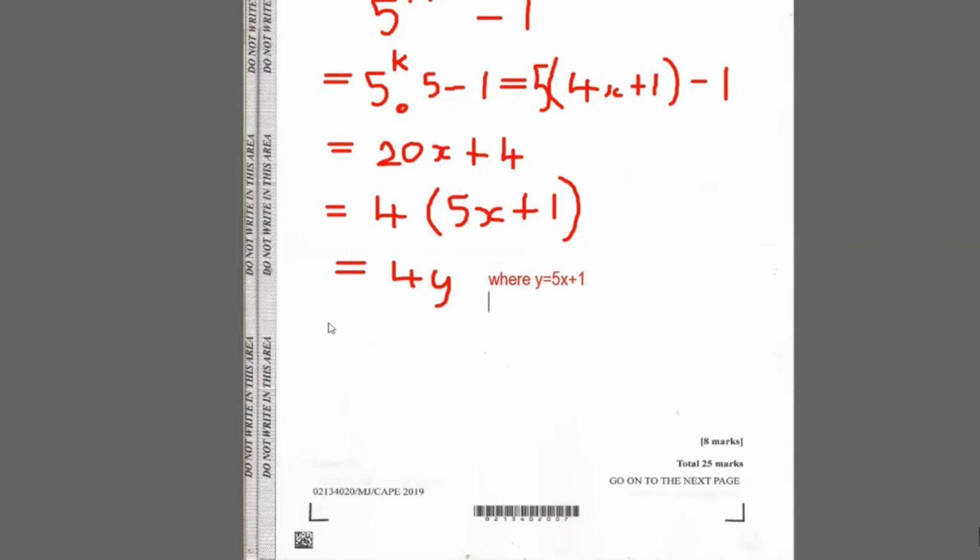And so we can finally conclude, hence, n equal to k plus 1 is true if n equal k is true. Hence, by mathematical induction, the statement given is true for all natural numbers.